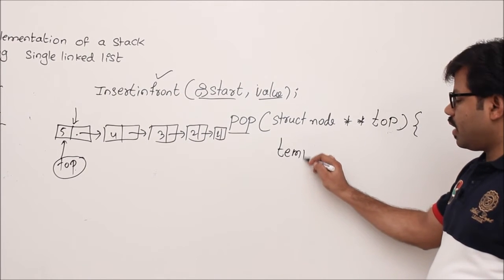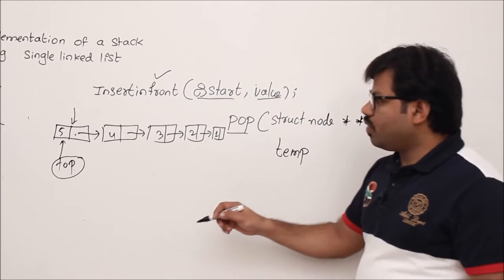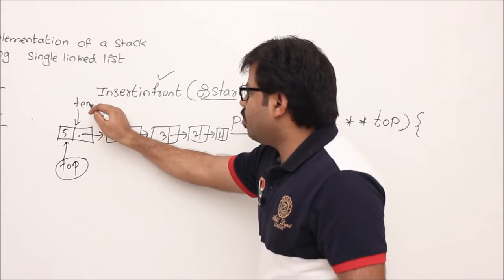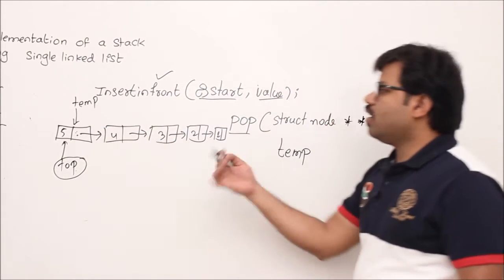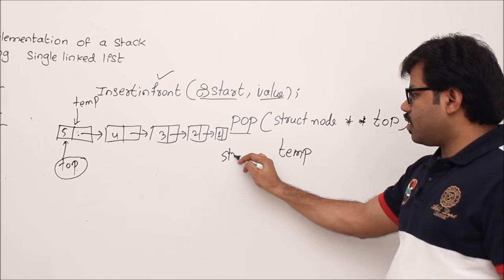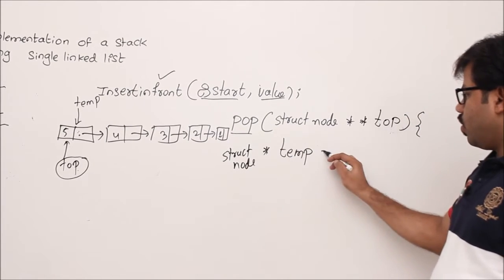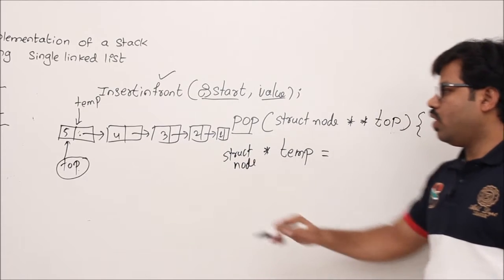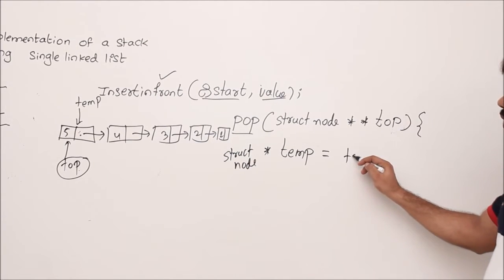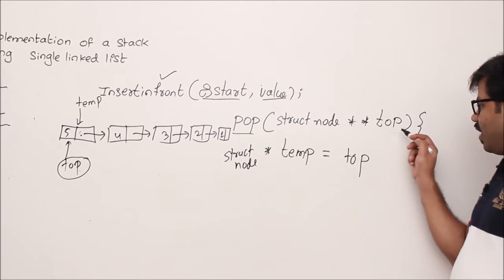I am not mentioning the type of temp. We know that temp should be what? What is the purpose of temp? It should remember this box. For that, temp should be a struct node pointer. That's it. So I can say struct node pointer temp equal to top. Temp, please hold top.